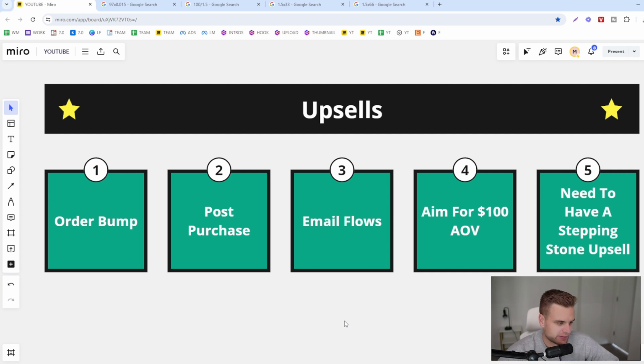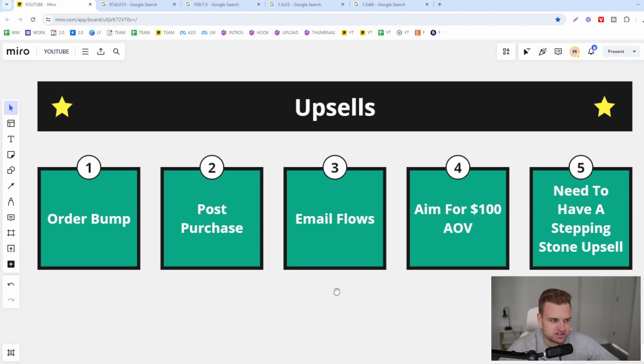You want to price your product as high as possible, but you can use order bumps, post-purchase, email flows, that kind of stuff to get to that $100 AOV. And the $100 AOV is mostly just to give you as much wiggle room as possible for your paid ads, so you can get as high of a cost per acquisition as possible.